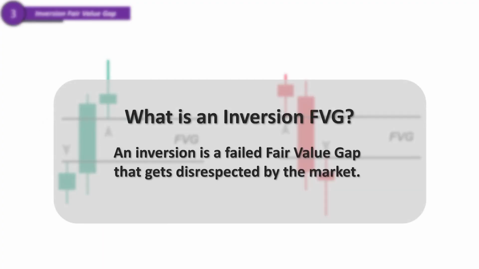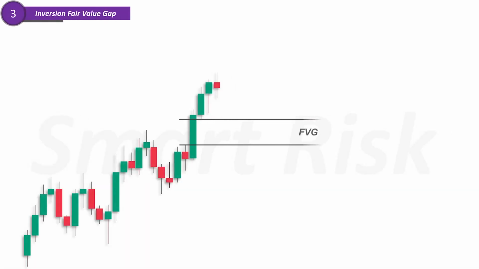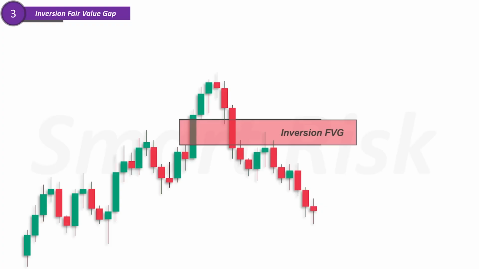An inversion is a failed fair value gap that gets disrespected by the market. For example, here we have a bullish imbalance that caused this FVG. When the price pulls back to this area, we expect a rejection to the upside and a continuation of the uptrend, but you can see that the next candles close over the FVG, completely disrespecting it and creating an inversion. Now we can place a sell limit and expect the price to either retrace back to this zone or move lower.